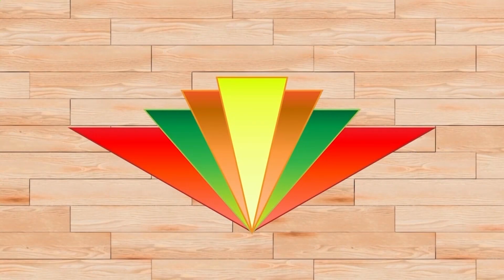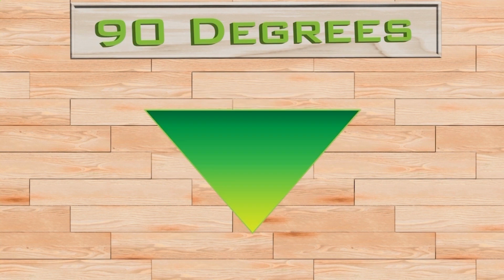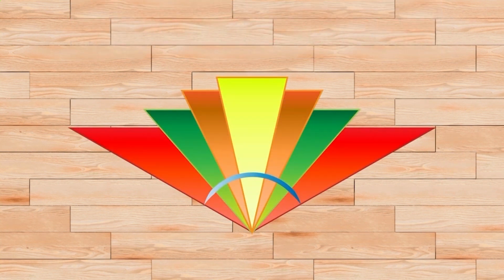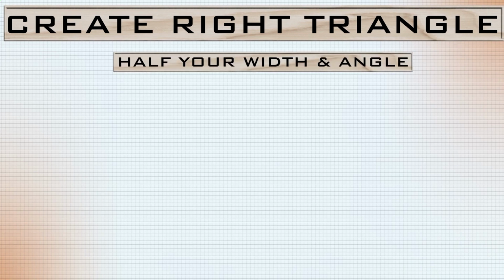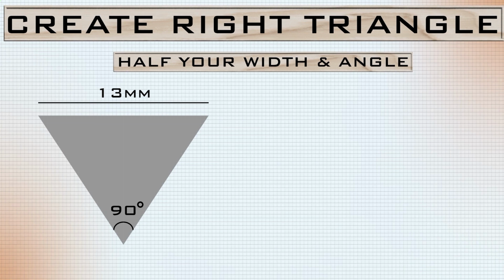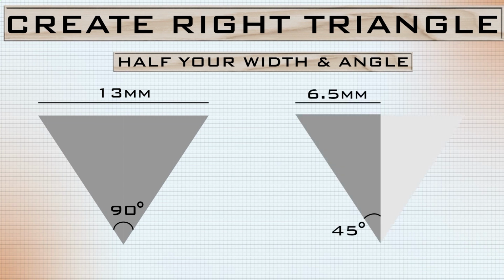Now let's just talk about angles. When we're talking about angles, we are talking about the point. We want the angle of the point. So whether it's 30, 60, 90, or 120 degrees, we want that angle of the tip, just like you see with all these. Next, we are going to need to create a right triangle with our bit's information. So if we had a 13 millimeter wide 90 degree bit, we need half of that to create a right triangle, and it would be 6.5 millimeters. We also need to halve the angle as well, so that becomes 45. Now this is important for the next steps ahead.